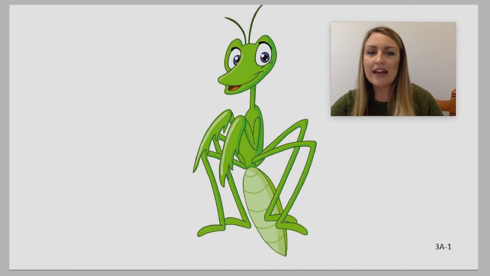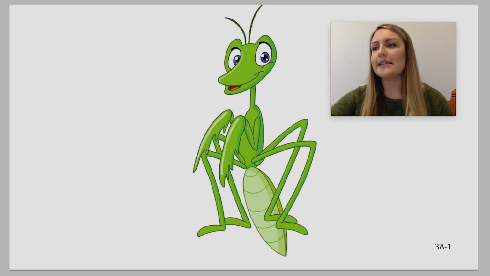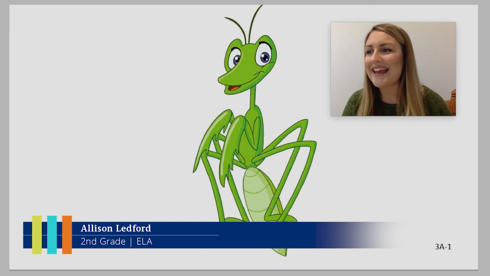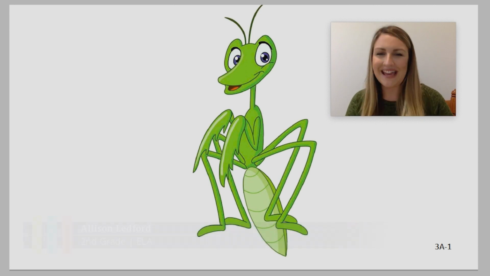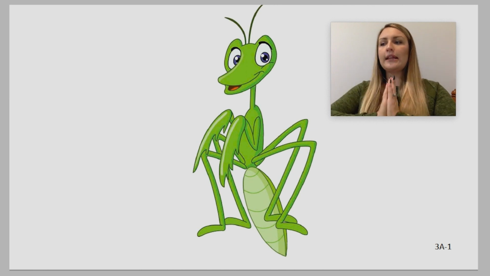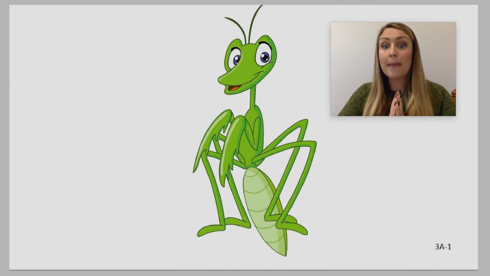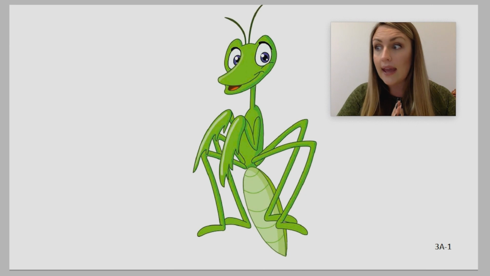Here is our narrator, the praying mantis. Hi, boys and girls. It's time to meet one of the most fascinating insects on the planet. That's me. I'm a praying mantis, named for the way I hold my two front legs together as though I am praying. I might look like I am praying, but my incredibly fast front legs are designed to grab my food in the blink of an eye.